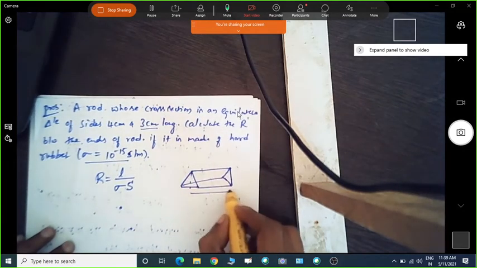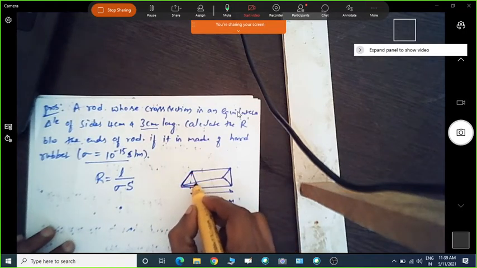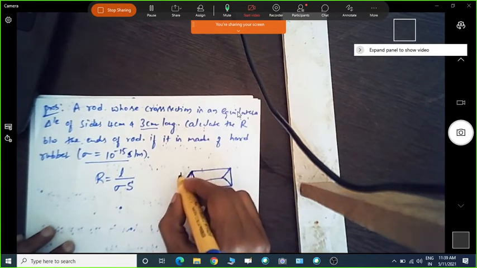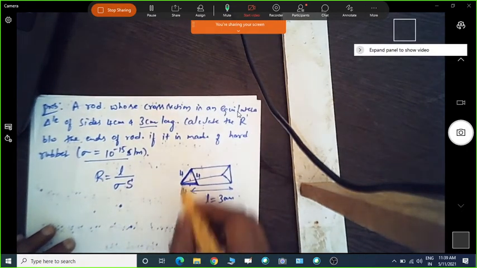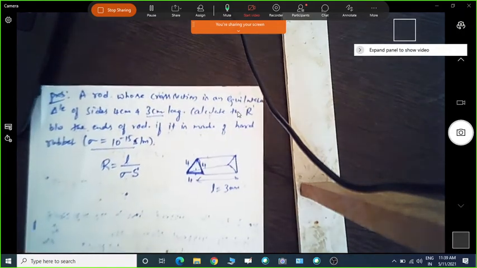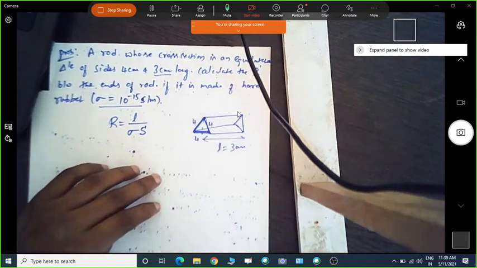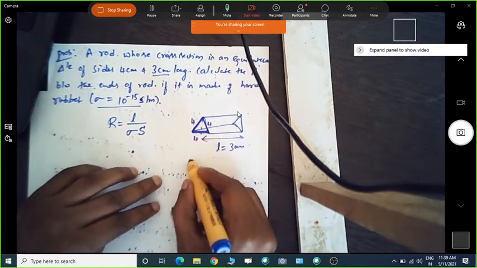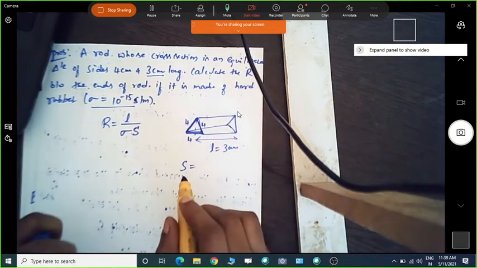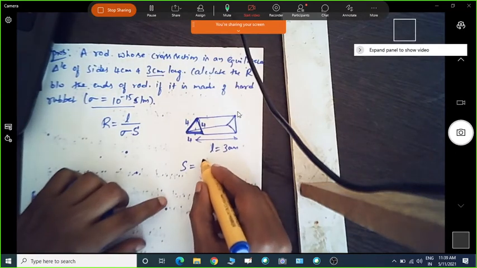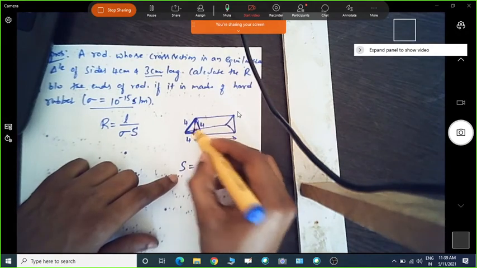If I take from the center, this L is equal to 3 centimeter. Now we have to find the surface area of this, which has all equal sides of 4 centimeter. So now we can see how to find the surface area of a triangle. What is the area of a triangle? Half into base into height. So how can we find the height?